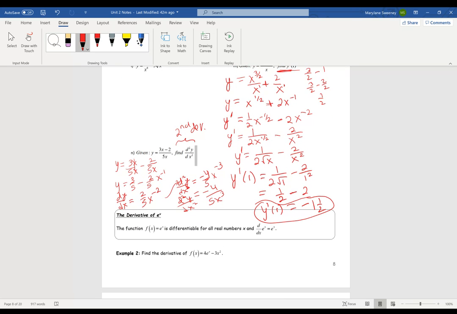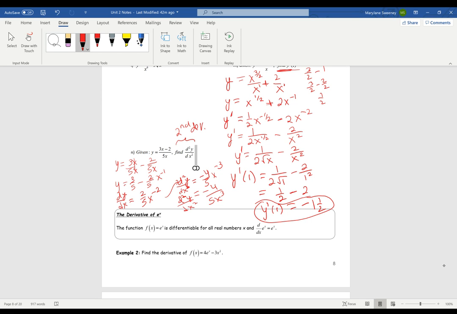The last thing here is pretty easy. It's just saying the derivative of e to the x is e to the x. It's its own derivative. So if I were taking the derivative here, f prime of x, the derivative of e to the x is e to the x. So this would be 4e to the x minus 3 times 2 would be 6, x to the first power. So I would use power rule with the second. I would not use power rule with the first because it's an e to the x.